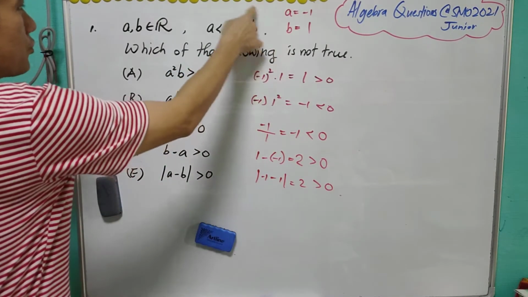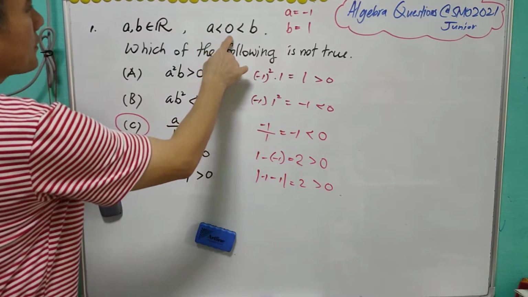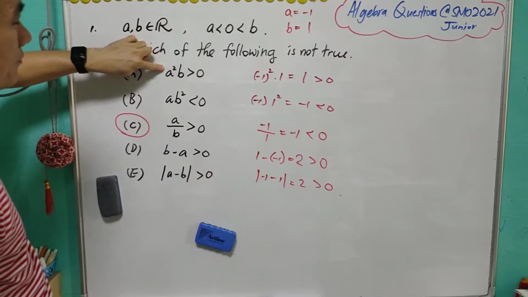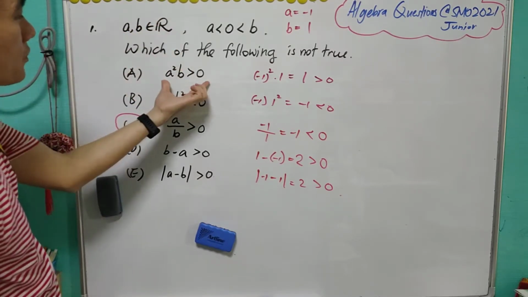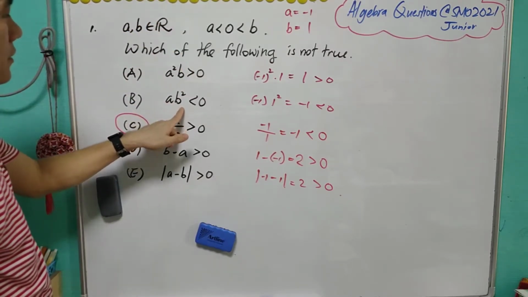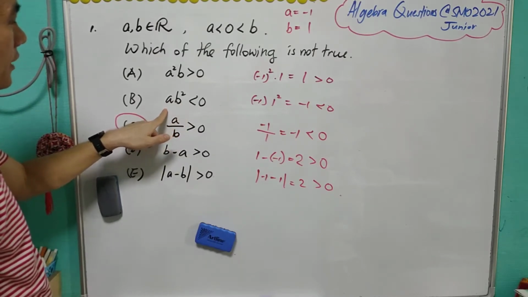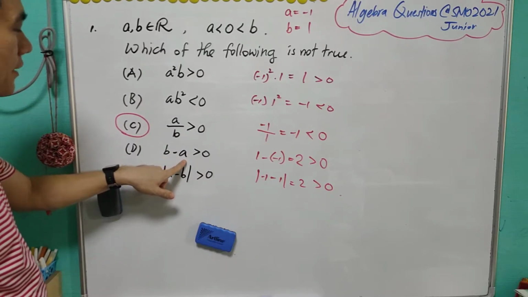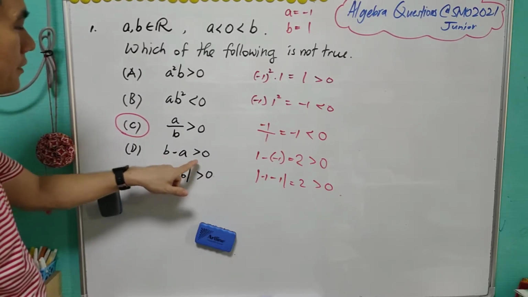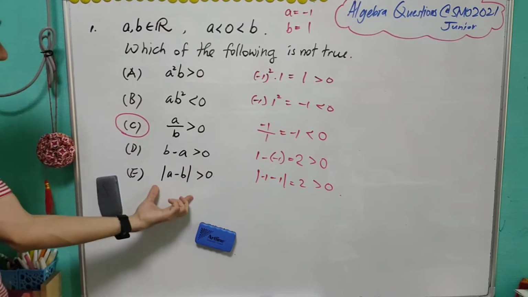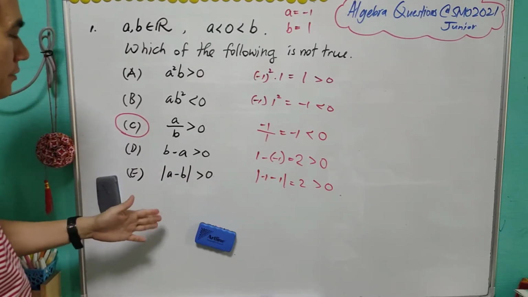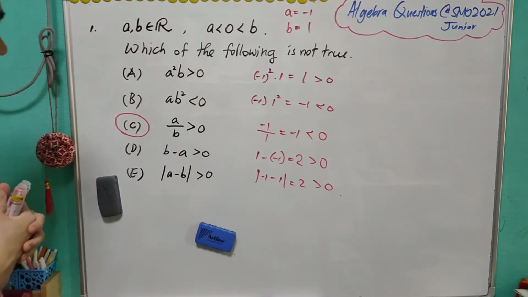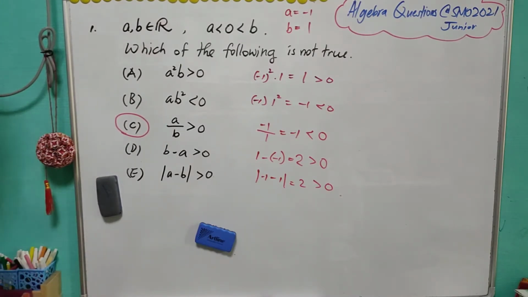In fact, A, B, D, E are all true, not only for A equals -1 and B equals 1. It is true for all A, B with the condition A less than 0 less than B. Simply because A squared is always positive and B is positive, so the result is positive. B squared is positive, A is negative, negative times positive is negative. B is positive and A is negative, positive minus negative is always positive. And the modulus of A minus B is always positive if A and B are not the same. In conclusion, C is the answer and C is not true.